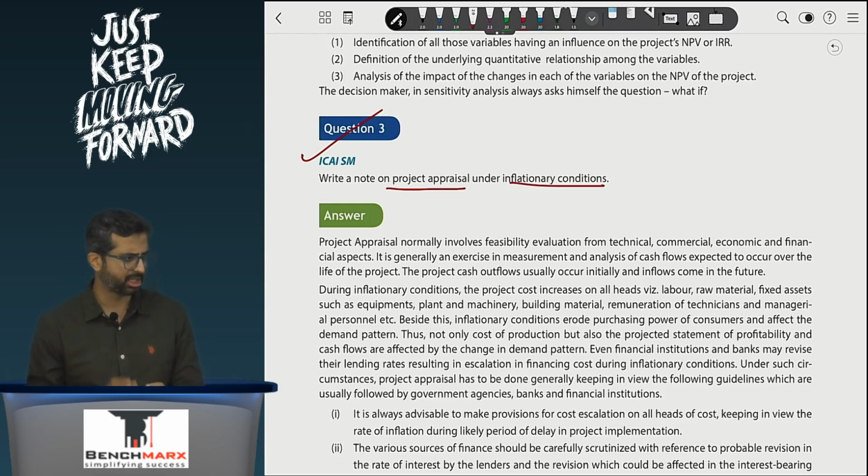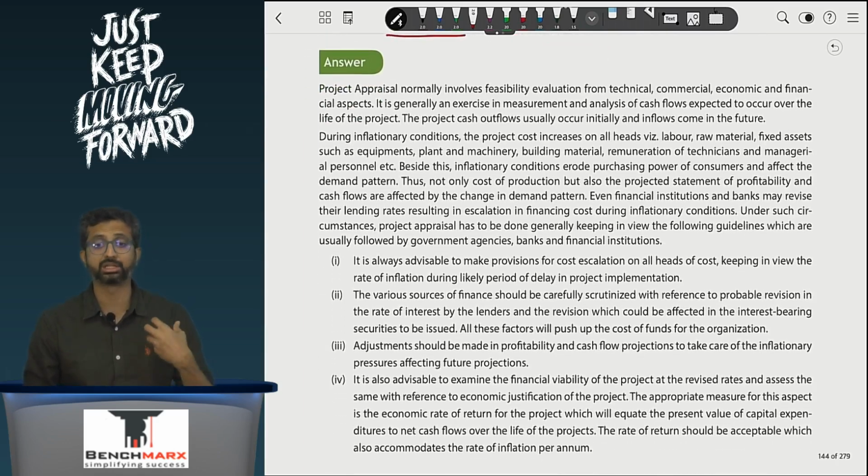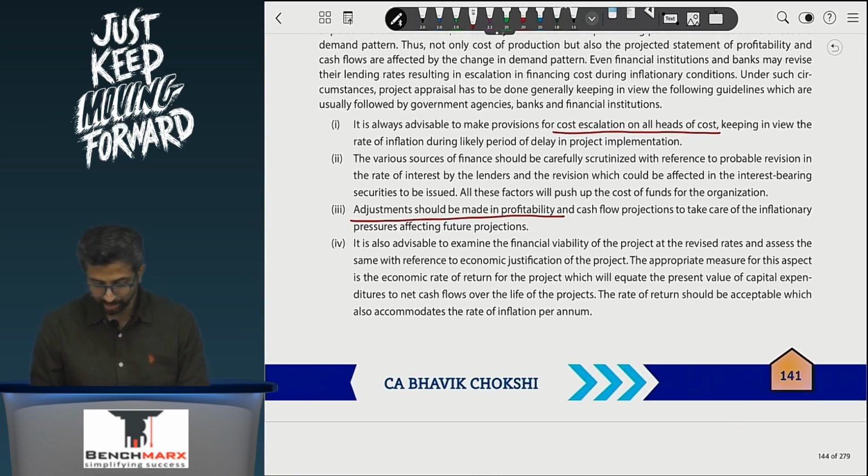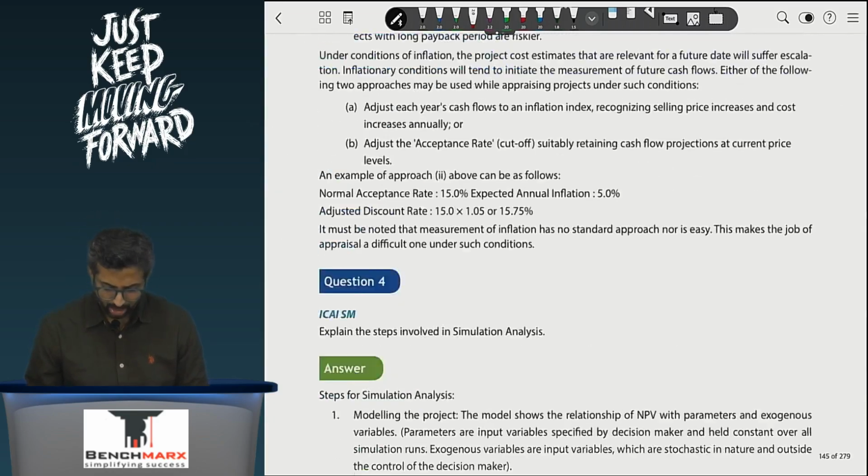So when we need to consider inflation in cash flows, we will consider escalation in our costs. Different elements of cost will have different escalation elements. We'll try to predict the escalation, and we will also look at the necessary adjustments to be made in profitability to take care of the inflationary situation. Examine the financial viability of the project at the revised rates and assess the same with reference to economic justification. What we usually say is you will consider the nominal cash flows and discount them at the nominal rate to find, let us say, the NPV. Okay.